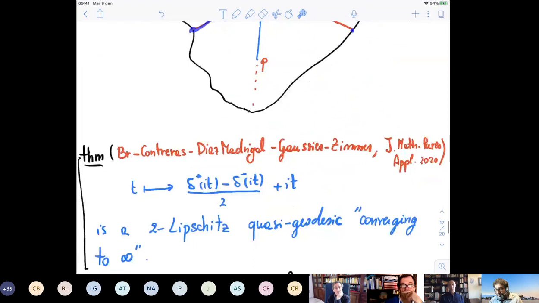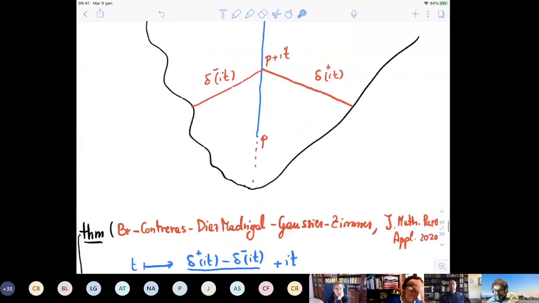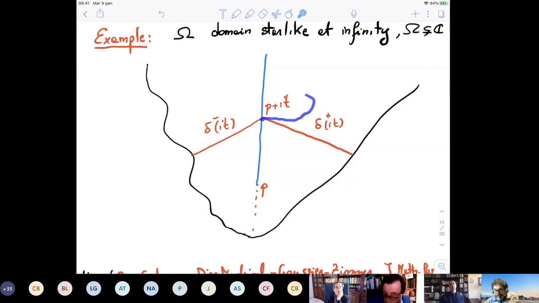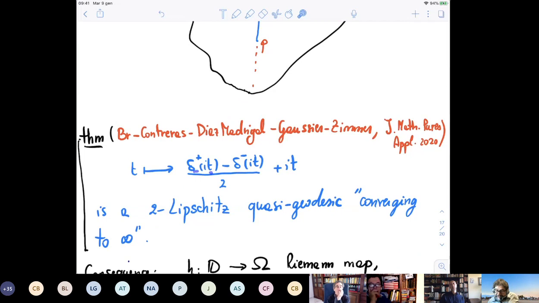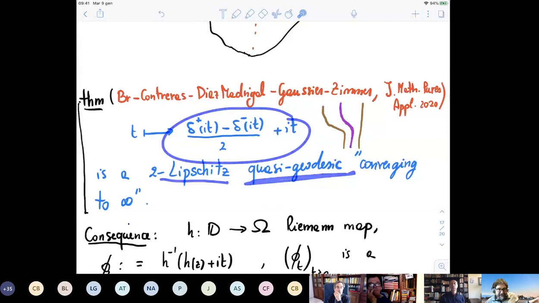And now what we prove in this paper with Manolo Contreras, Santiago Díaz-Madrigal, Hervé Gaussier, and Andy Zimmer, published also in 2020, is that if you have this domain, and you move by trying to stay as much as possible in the middle of your domain, so you move at time t, you keep moving by delta plus minus delta minus. So if your domain goes something like this, you start from here, you stay in the middle, and you tend to stay as much as possible in the middle of the domain. This curve here is going to be a two-Lipschitz quasi-geodesic, for some A, B given, converging to infinity. It goes to infinity clearly.